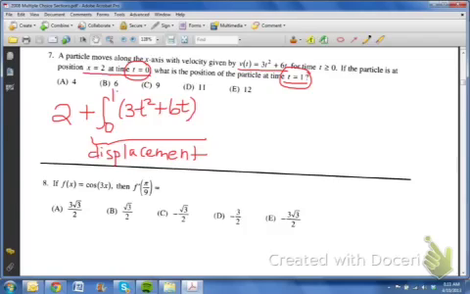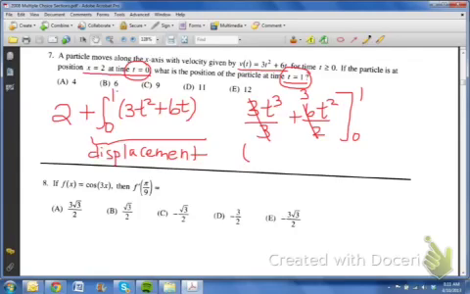So if I integrate that, I'm going to get 3t cubed over 3 plus 6t squared over 2 from 0 to 1. If I plug 1 in, I'm going to get 1 plus 3. If I plug 0 in, I'm going to get 0 plus 0. So basically the displacement is 4. Notice that that's an answer choice, so that's kind of a gotcha answer choice there. 4 is just the displacement, it's not the position. You have to take its starting position and add its displacement to get its final position, so the answer would be B.